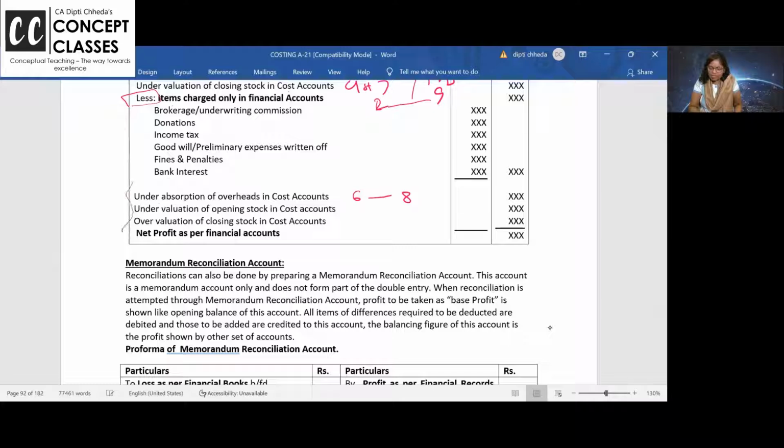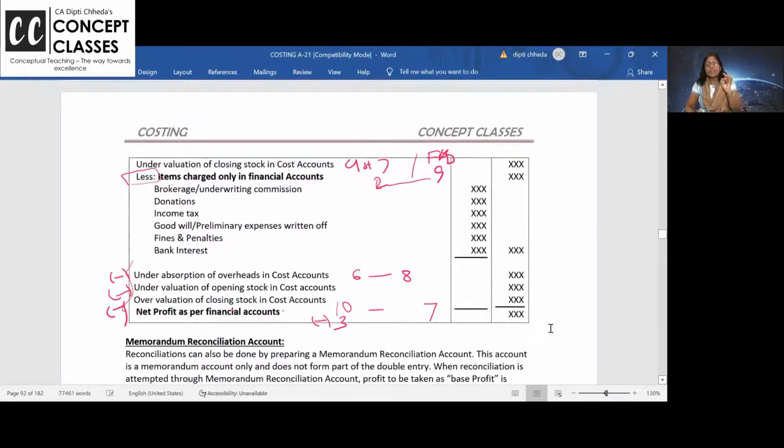And these are all less. But why is it less? We should know the logic. Overvaluation of closing stock: in our books, closing stock is overvalued, 10, whereas in financial books it is 7. So reduce the closing stock value. If you reduce the closing stock, what is the impact on the profit? The profit will reduce. This is one of my favorite chapters, and please do it logically. You will get full marks out of full marks.